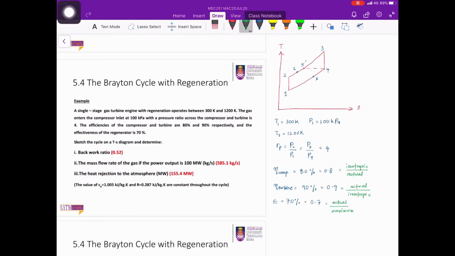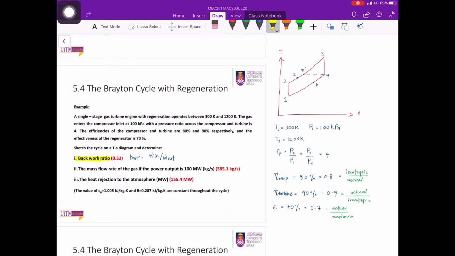Now, let's have a look at the items requested by the question. Backwork ratio can be determined by using the formula BWR is equal to power in divided by power out. The mass flow rate of the gas if the power output is 100 MW can be determined by using the equation power out is equal to m dot Cp times (T3 minus T4). The heat rejection to the atmosphere in megawatts can be determined by using the equation Q dot out is equal to m dot times Cp times (T6 minus T1).